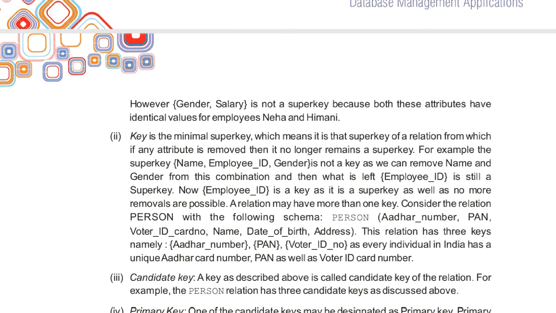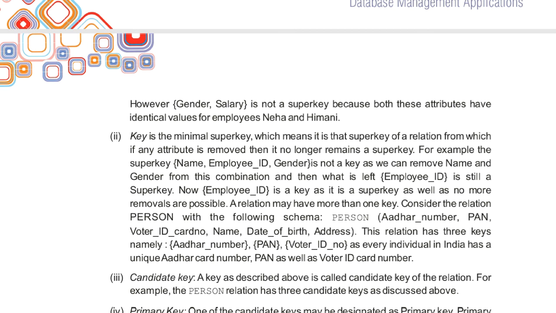So in the second point, what it is saying about the key is that a key is a minimal super key, which means it is that super key of a relation from which if any attribute is removed, it no longer remains a super key. For example, the super key name, employee ID, gender is not a key, as we can remove name and gender from this combination, and then what is left? Employee ID is still a super key.